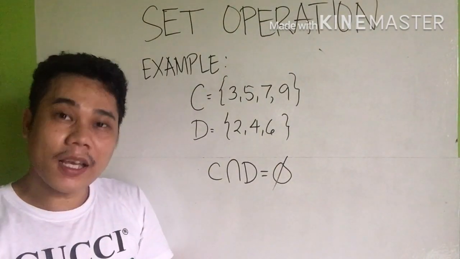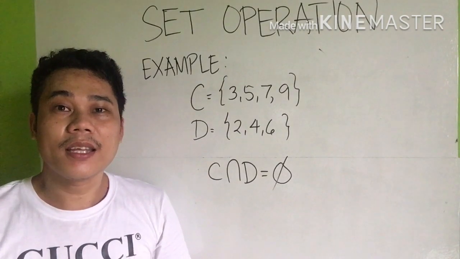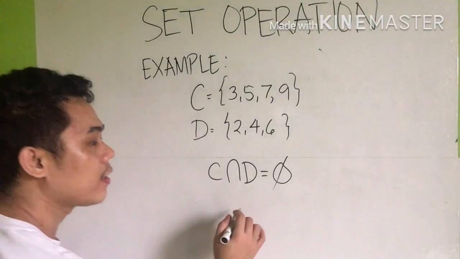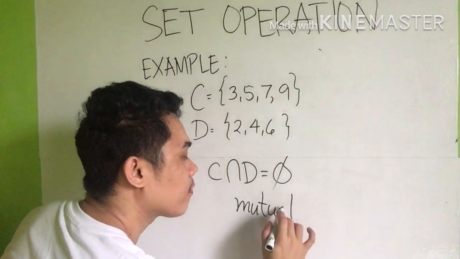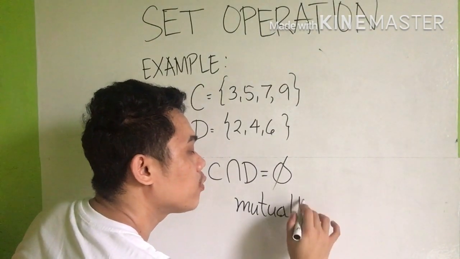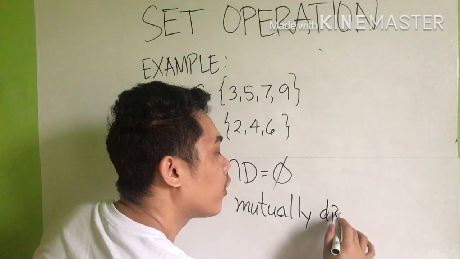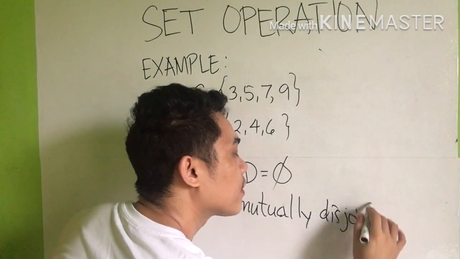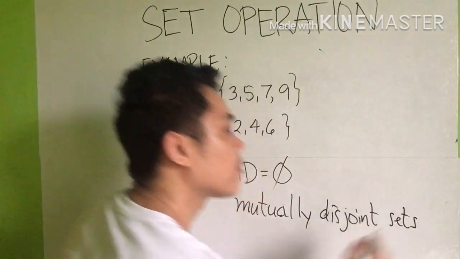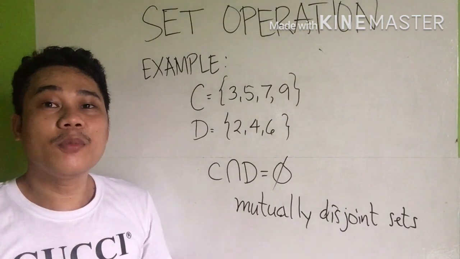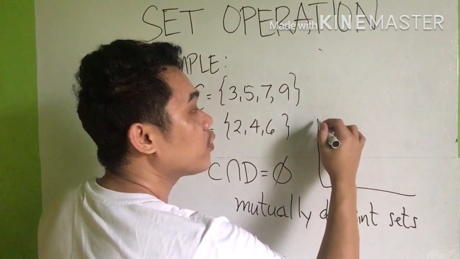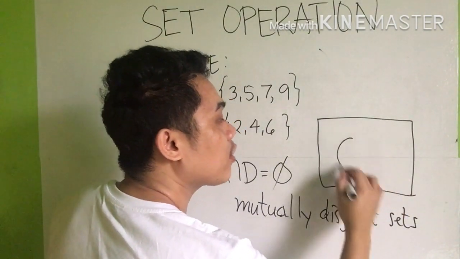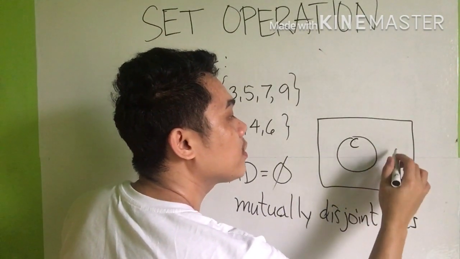And kapag yung intersection ng dalawang set is empty, tinatawag natin silang mutually disjoint sets. So, bakit siya mutually disjoint sets? Because kung i-Venn diagram natin yung C intersection D, so ito yung C.